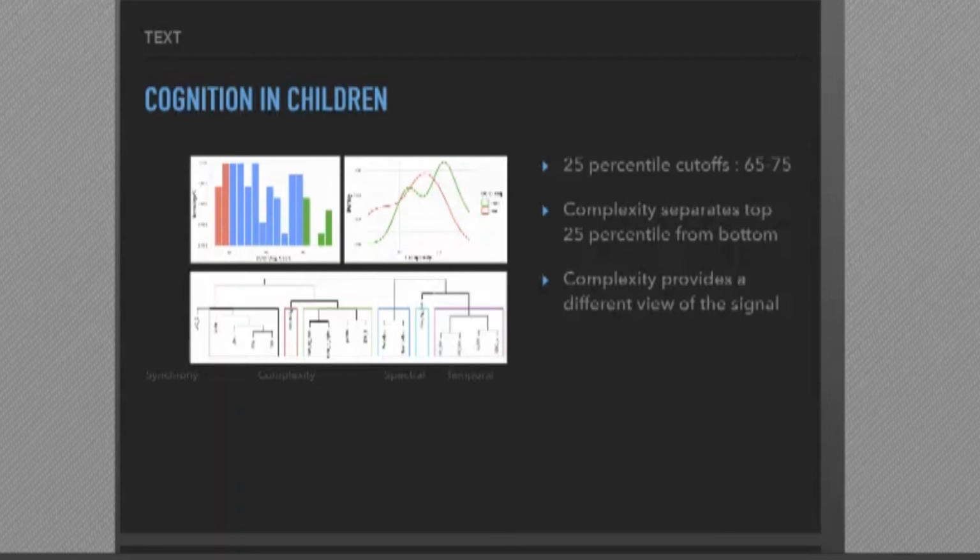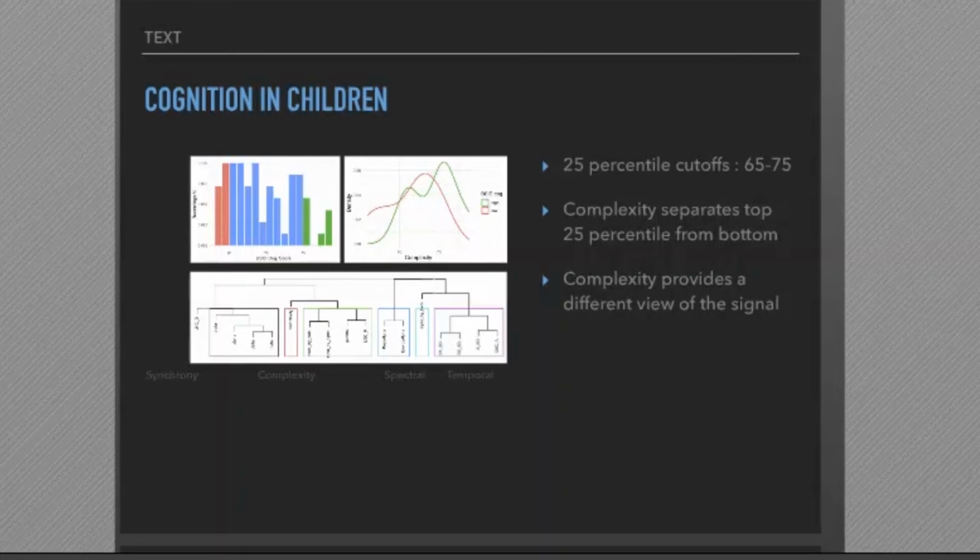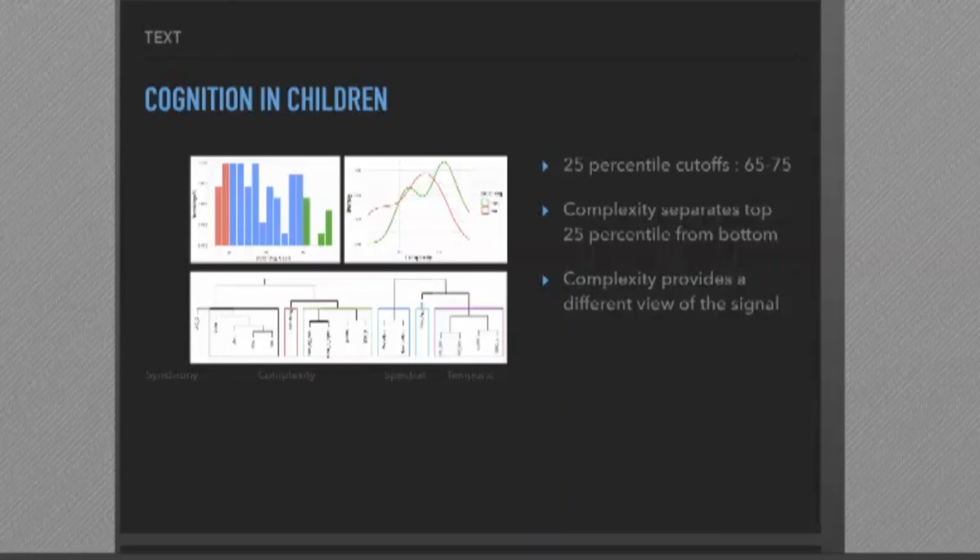Further, we looked at all the 14 metrics which I just shared, and we looked at the correlations between these metrics and clustered them, because as we know, EEGs are highly correlated to each other, and so are many of these metrics. And as we can see, waveform complexity provides a different view of the signal, and it sort of stands out among the spectral, temporal, and synchrony measures.